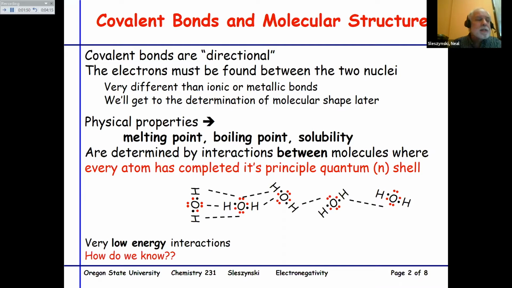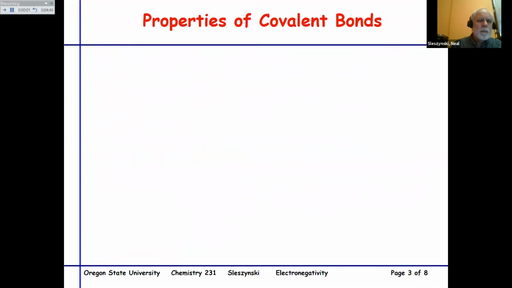How do we know that this is the case? We know this because it takes relatively little energy to boil water to separate individual water molecules from each other. Well, how do we know that these are low energy, and what energy are we talking about? Well, this is ultimately determined by the concept of electronegativity, which is what we're reviewing in this tutorial.